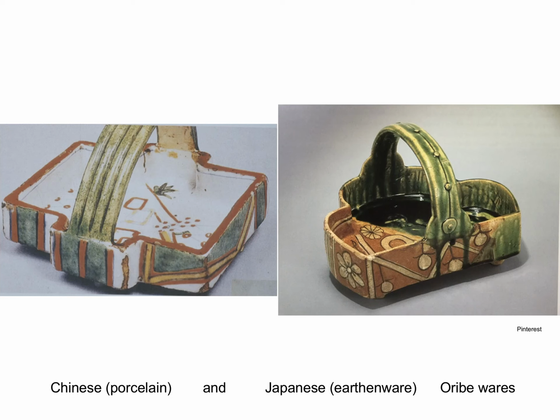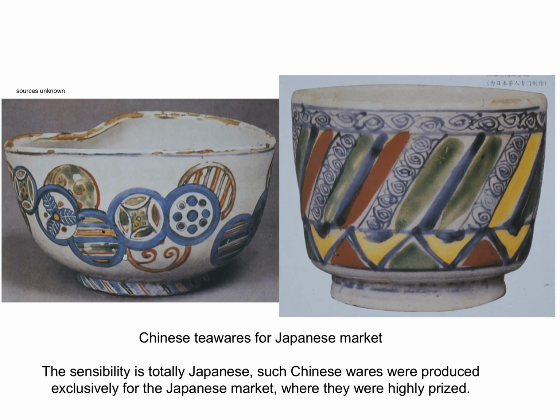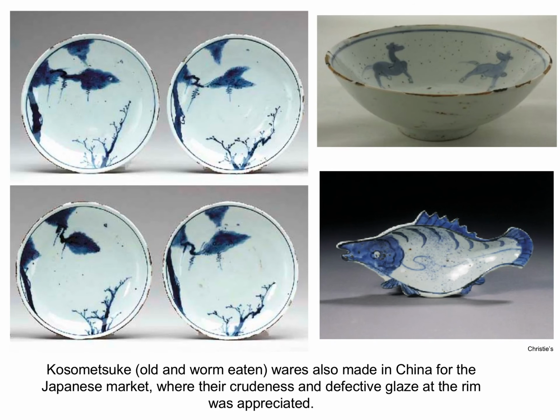Oribe ware were also produced in China for the Japanese market. And here you have an example of that cultural exchange between the two countries. A lot of ware made for the tea ceremony and for the Japanese market were actually produced in China, following the sensibility of the Japanese market. And I find this relationship between the two countries, the two aesthetics and so on, to be quite amazing.